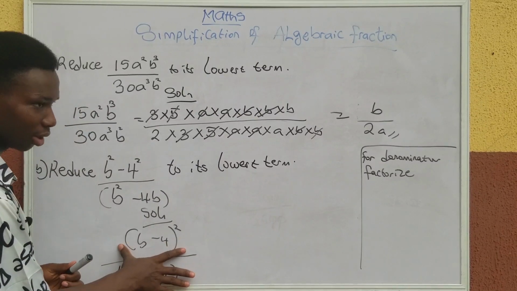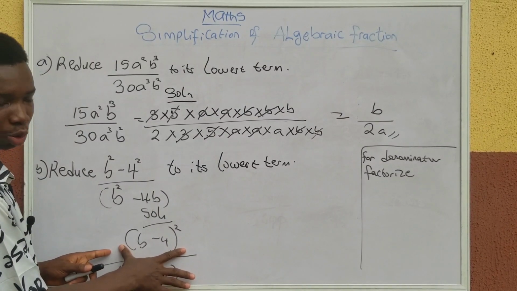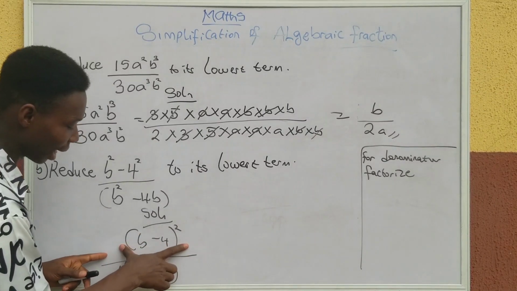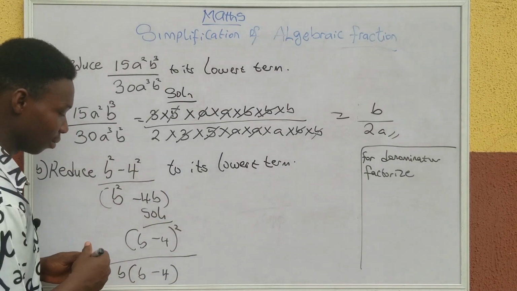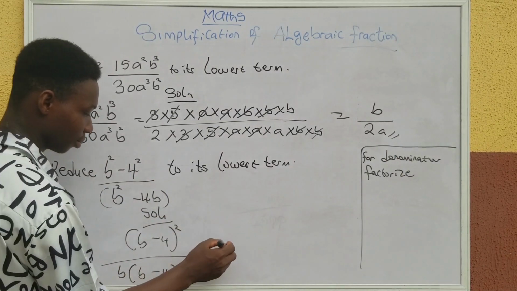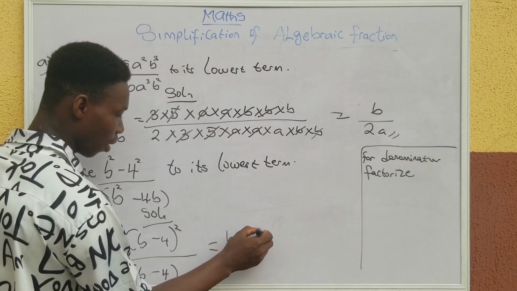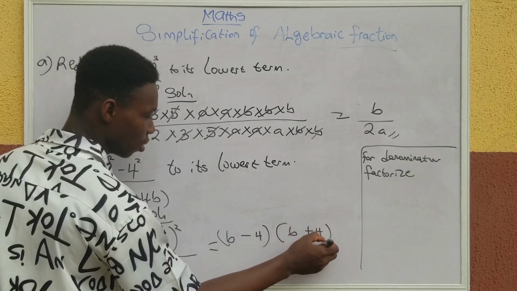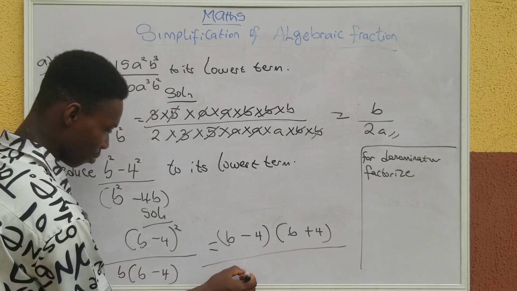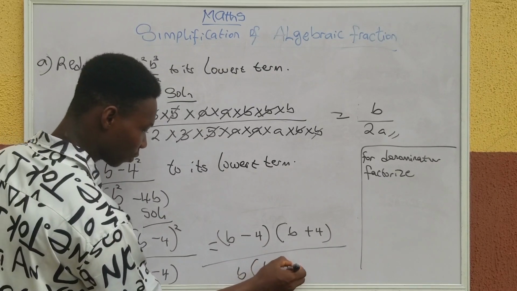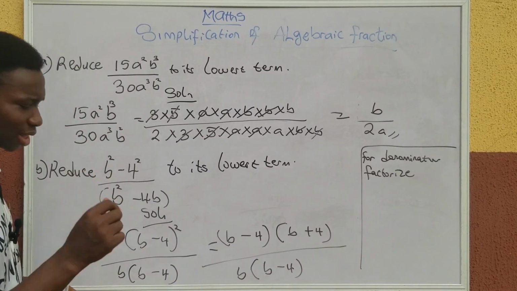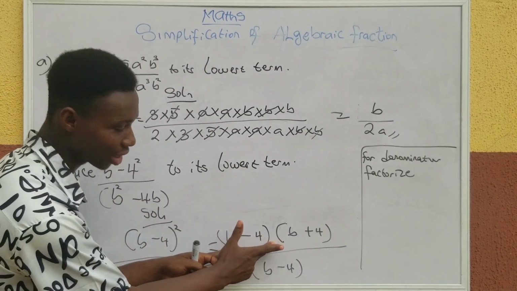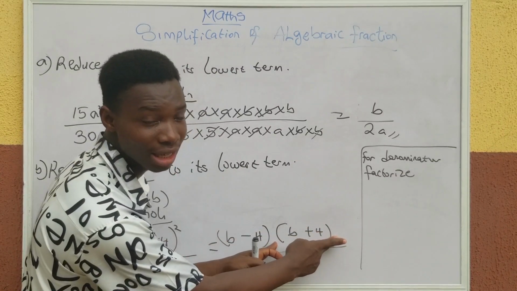For this, using the differences of two squares, since everything you are having inside this bracket is raised to the power of 2, just remember that everything you have here is going to multiply itself twice, and it becomes b minus 4 in a bracket, open another bracket, b plus 4, all over b open bracket b minus 4, close your bracket. Now what the differences of two squares explains to you is that if the first bracket is having a subtraction sign, the second bracket is going to have an addition sign.